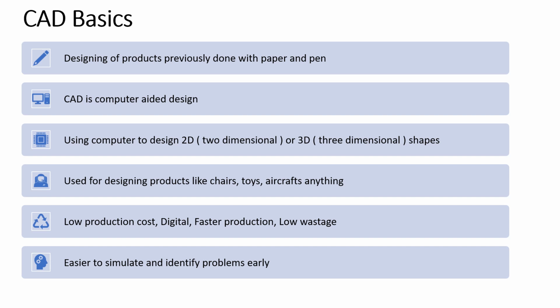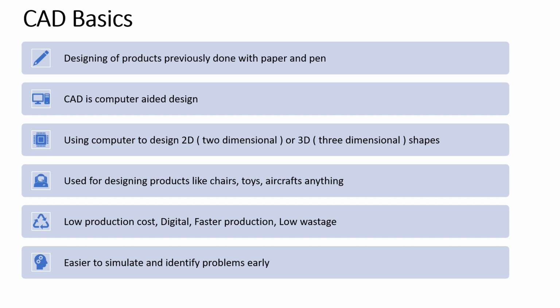And the advantage is low cost production, that is, it's digital, and the digital copies can be shared over a network to different people, and they can edit the object. For example, FreeCAD is a standalone software, but if you're using web-based software like Tinkercad or Onshape, Tinkercad is just for amateurs, but Onshape or any other is more web-based. So many people can work simultaneously on the same object, which leads to faster production and low wastage.